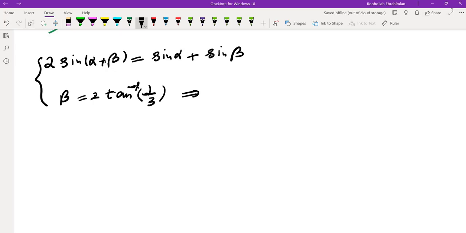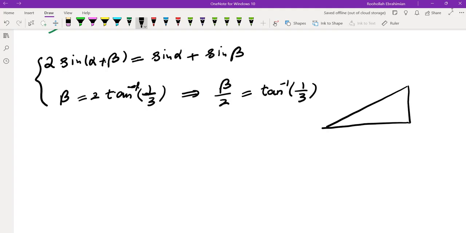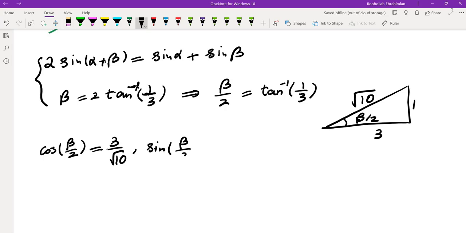So if you look at this one, this gives us that beta over 2 is tan inverse of a third, and beta over 2 is of course an acute angle. So this is beta over 2. Tan of that is equal to 1/3. So this would be, by the Pythagorean theorem, root 10. So that means cosine of beta over 2 is equal to 3 over root 10, and sine of beta over 2 is equal to 1 over root 10.